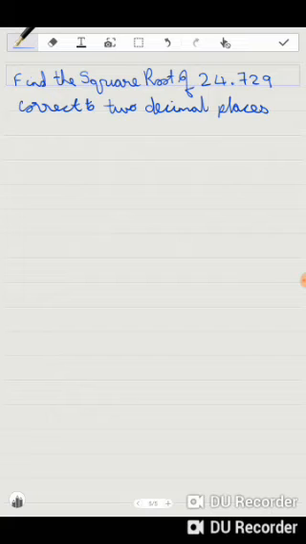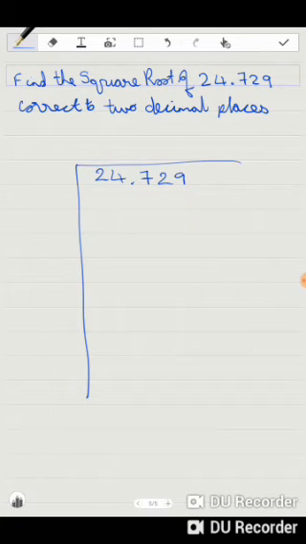Alright, first things first, we write down the number whose square root we need to find, and put it under the roof. Now we check the number of decimal places we have. There are 3 decimal places, but we need an even number of decimal places, correct? So I would add a 0 to make it even.